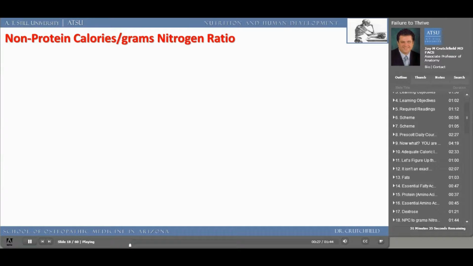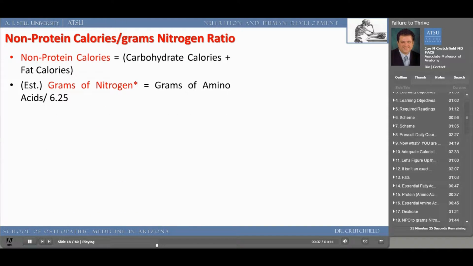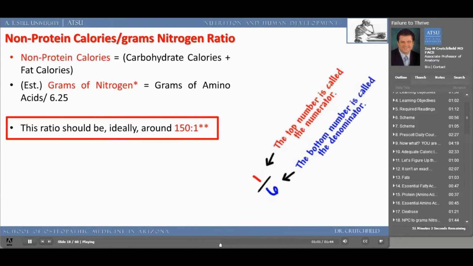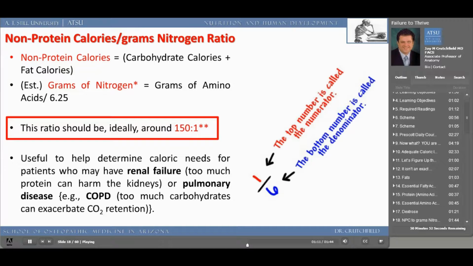So if we know the non-protein calories, and this makes sense, non-protein calories are the carbohydrate calories and the fat calories, divided by the grams of nitrogen, and that's calculated by the grams of amino acid divided by 6.25, and this is just an approximation, that this ratio of non-protein calories to grams of nitrogen should ideally, in a perfect patient who's healthy, who has no liver or lung disease, should be about 150 to 1. We can play around with this number if a patient has kidney failure or if they retain CO2. If a patient has severe emphysema and severe lung disease and they retain carbon dioxide, well, think about this.